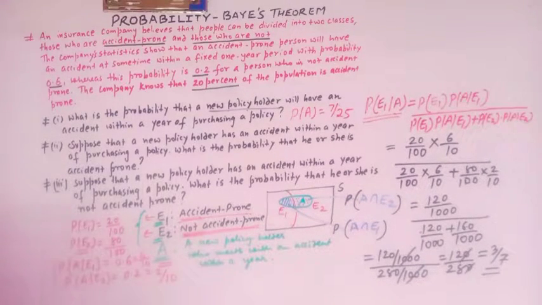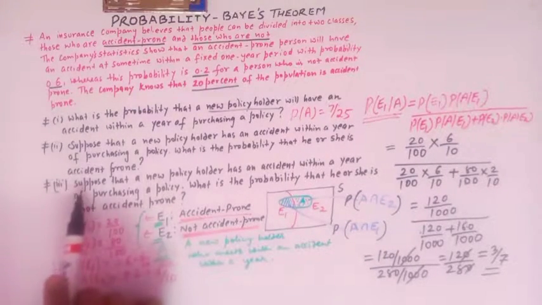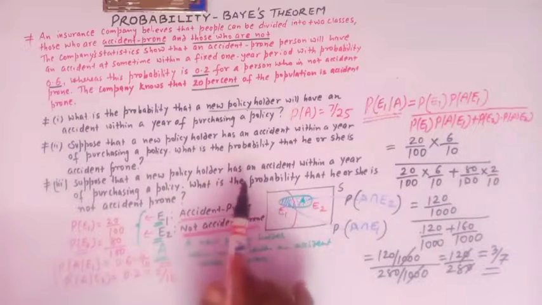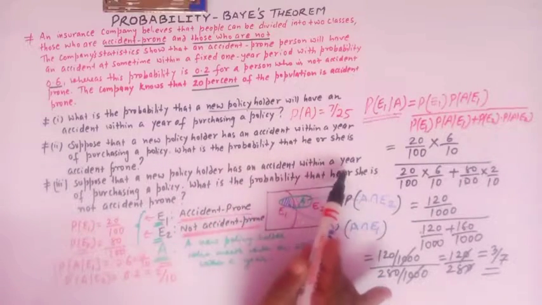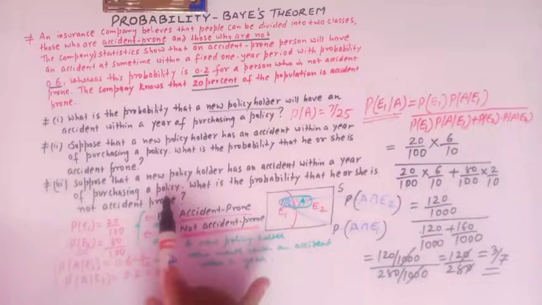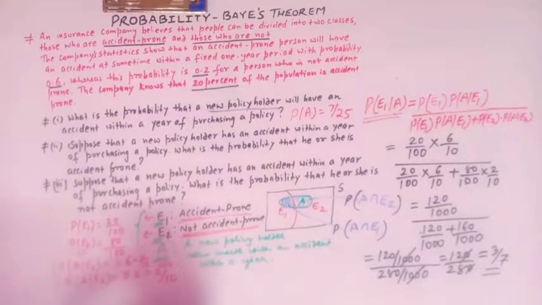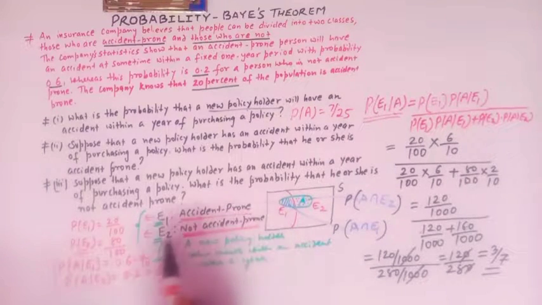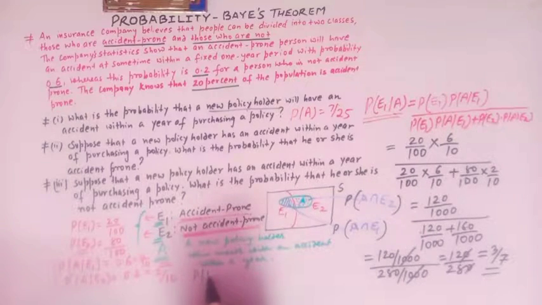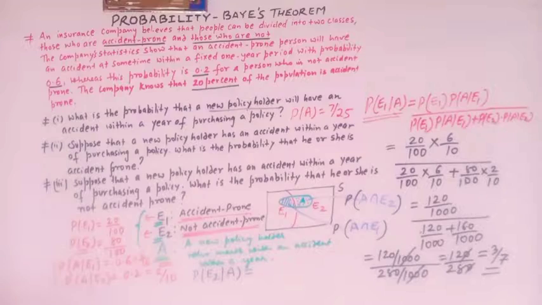Now let us come to the third problem. Suppose that a new policy holder has an accident within a year of purchasing a policy. What is the probability that he or she is not accident prone? Not accident prone people are categorized by the event E2. So we have to now find E2 given A, that is the conditional probability of E2 provided that A has happened.